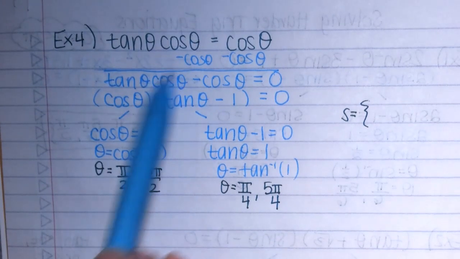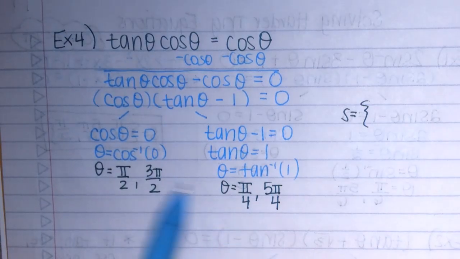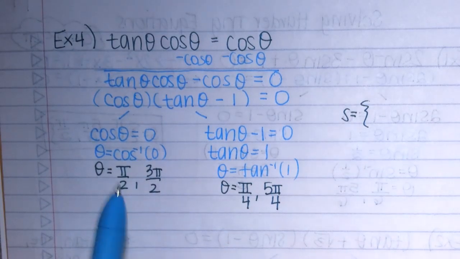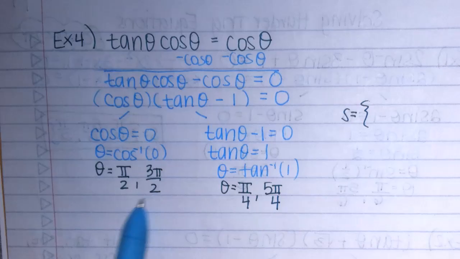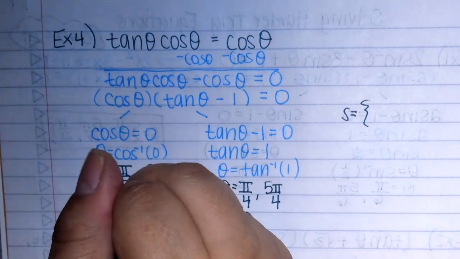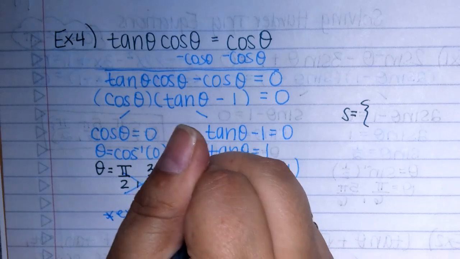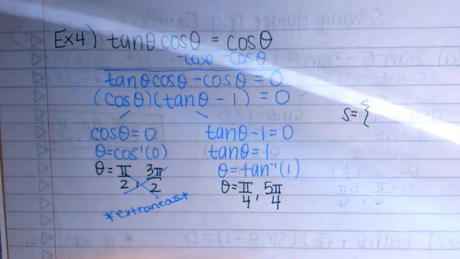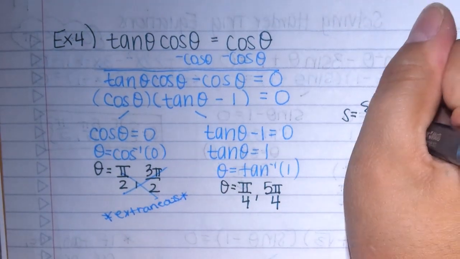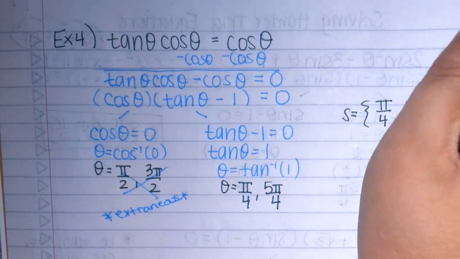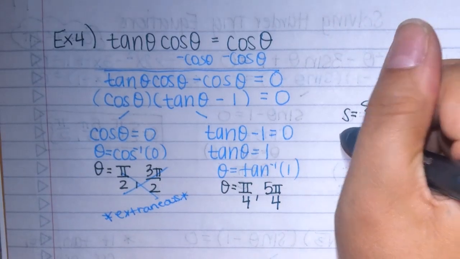We have a tangent, so I need to check. Do all of these work? No. What is the tangent of these 2? These are extraneous. So pi over 4 and 5 pi over 4 are my only answers.